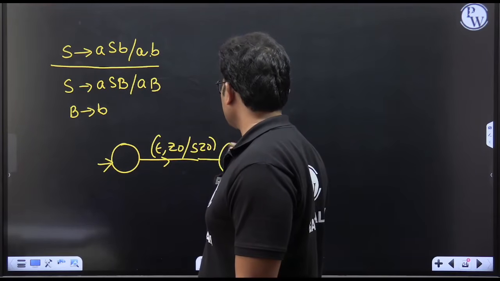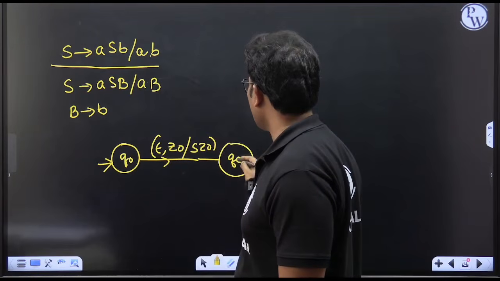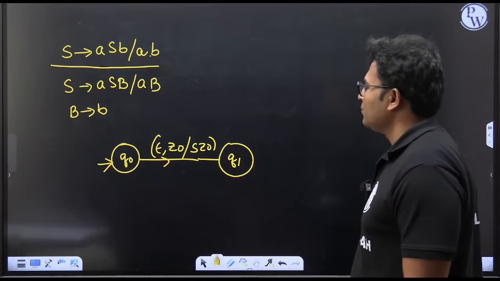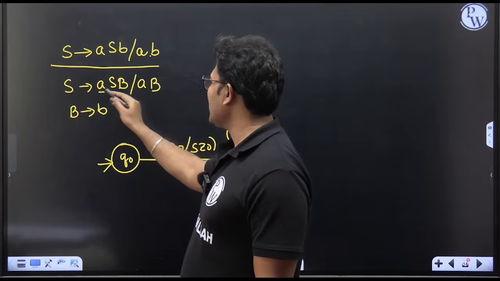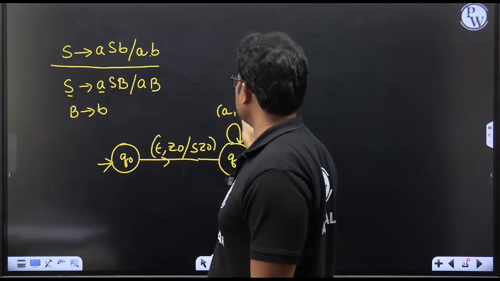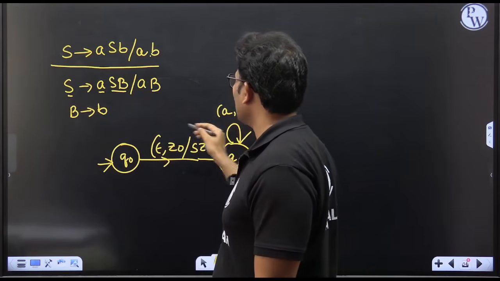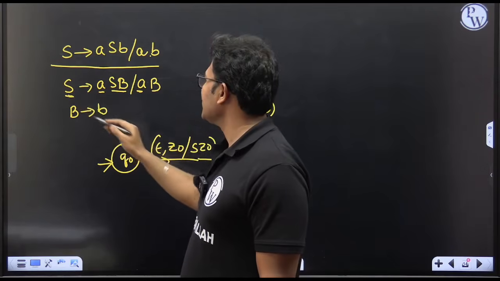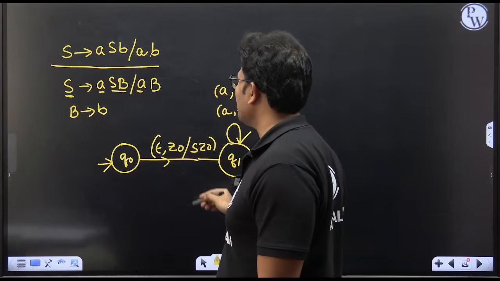And you go to the state Q0. From Q0, you go to the state Q1, and you stay in Q1 and do all the productions. If input is a, if top of the stack is S, replace S by SB. Similarly, if input is a, top of the stack is S, replace it with B, right?